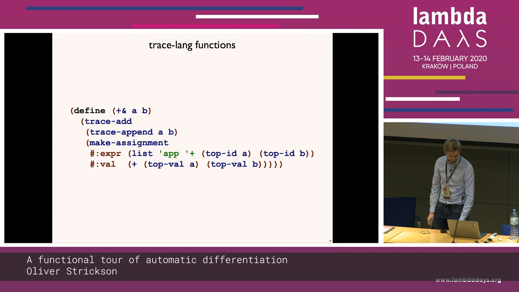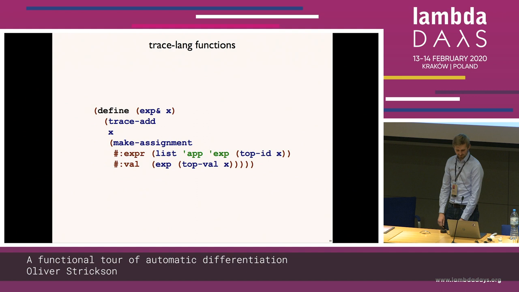So, what does addition look like? I want to write this add function that adds two traces. So it takes traces, and I append the traces together. I then make an assignment that represents their value, and to do that I have to make an expression containing plus and the identifiers. I make a value which is the sum of the tops of their values. So that's addition, and then I do the same for multiplication, except multiplies everywhere. Exponentiation has just one argument, but otherwise it's very similar. And to be honest, writing all that gets old quite quickly.